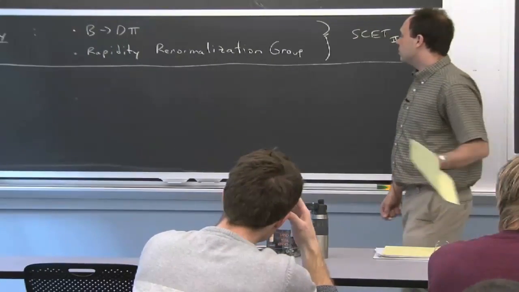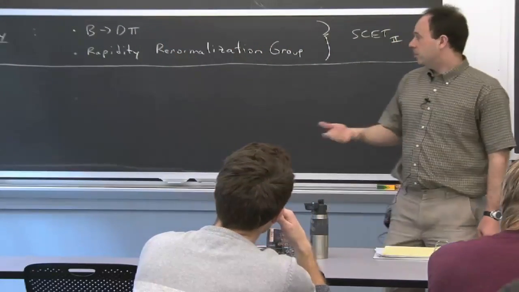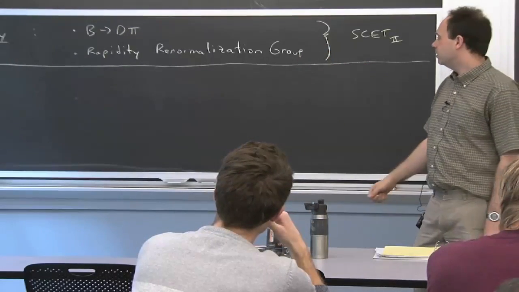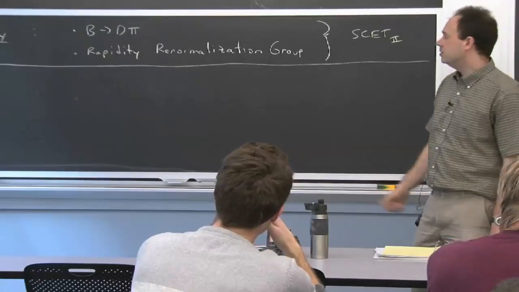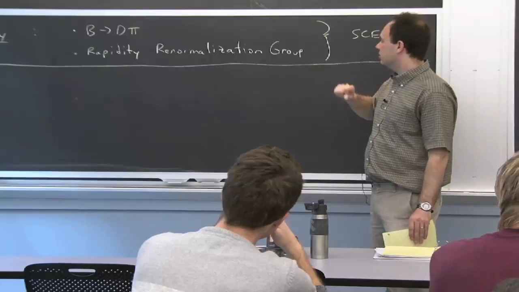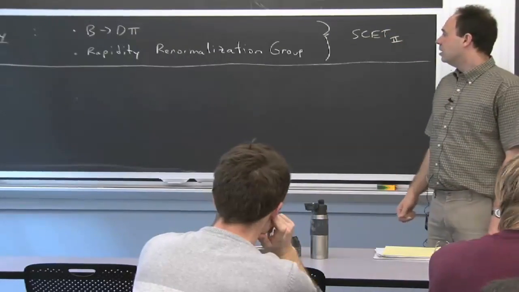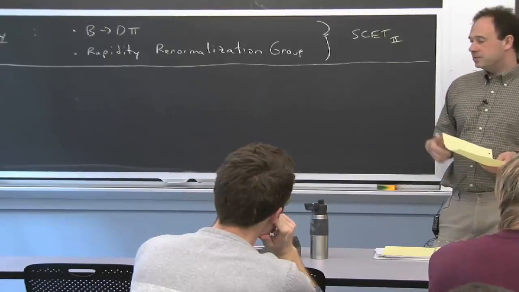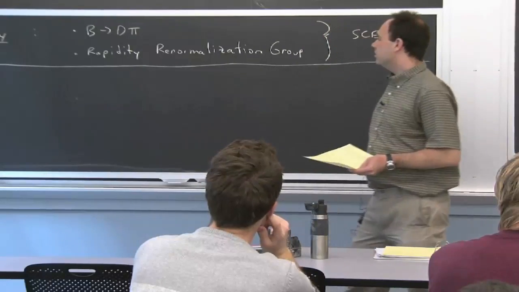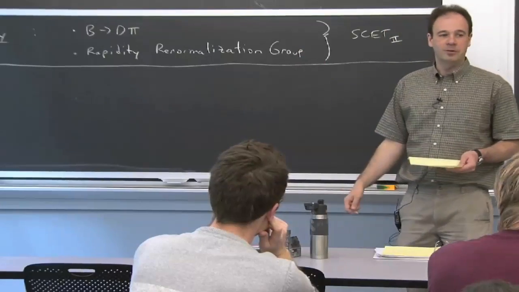We'll start with a slightly more complicated example, this decay, B to D pi, where we have both collinear and soft degrees of freedom. This was an example that we mentioned at the very beginning of our discussion of SCET, and now we're going to see how factorization looks for it. And then we'll talk about something called the rapidity renormalization group, which has to do with situations in SCET2 where the separation of degrees of freedom is a little more complicated than in the previous examples, and we'll see that there can be a new type of divergence that shows up. And that new type of divergence leads to a new type of renormalization group.